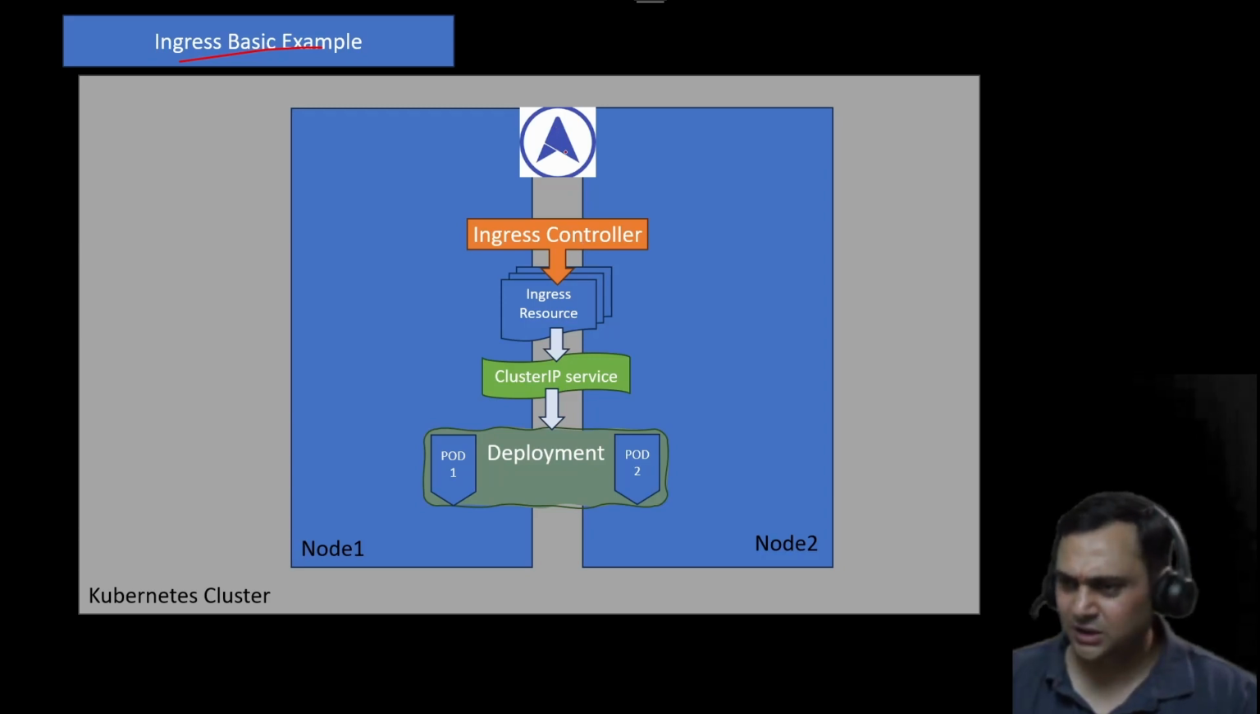And for this lab, I'm using MetalLB. But for your condition, if you're using cloud, it will be a different one. And it will forward requests to the ingress controller. This is a very simple and basic example.